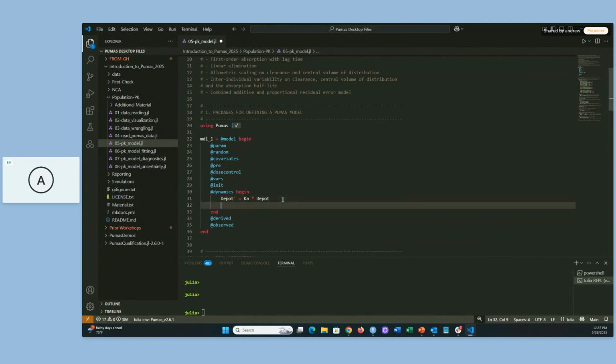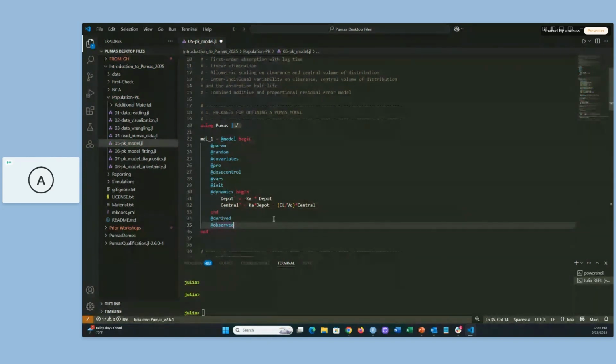And then we can go down and we can write in our central compartment. We'll do this, I like to think of it as addition and then subtraction. So your Ka, or sorry, this actually is a negative. We want Ka times depot, and then we will subtract out our clearance over volume times central. Super.